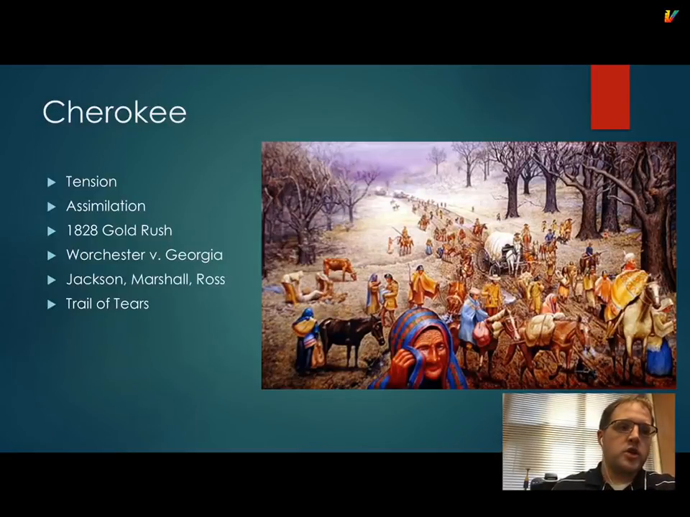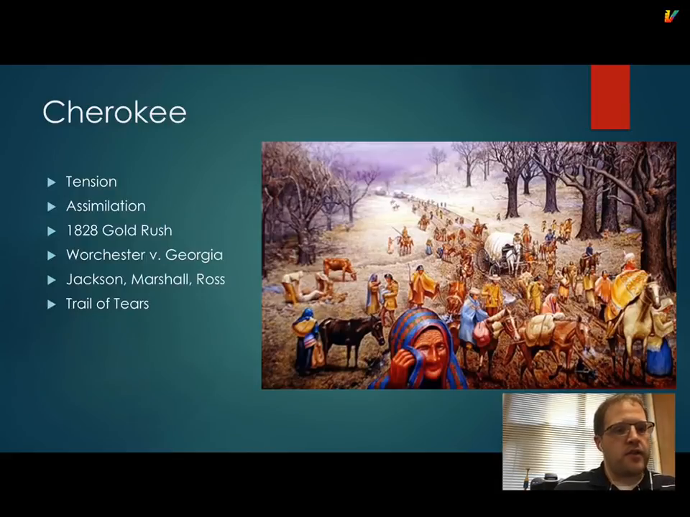They're going to let Christian missionaries come into their territory and teach them English and teach them about Christianity. They're going to try to have a written language, the Sequoia and the syllabary. They're going to try to institute a court system so that their justice system is more like the Americans. They're going to have a newspaper like the Americans. They're going to try to do everything to make themselves seem more civilized to the Americans.